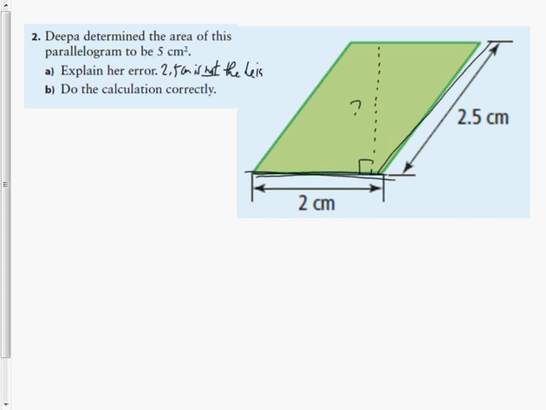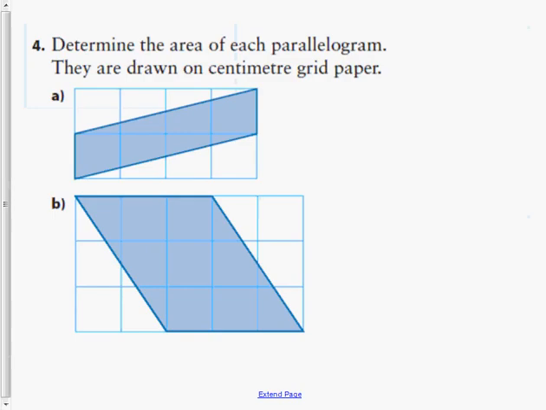And to do the calculation correctly, I can't, because I don't know what this is. I guess if I used Pythagoras, I could figure it out, but I can't figure it out. So the answer is I can't figure out the correct calculation.